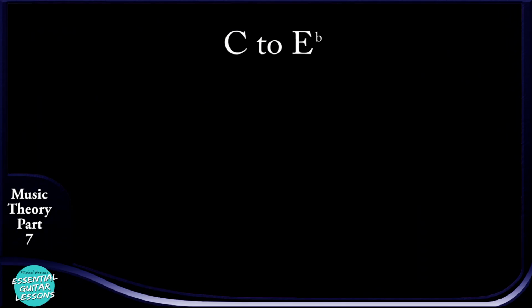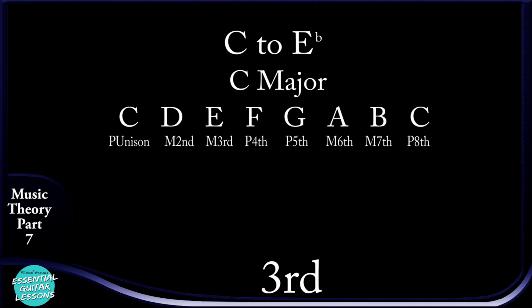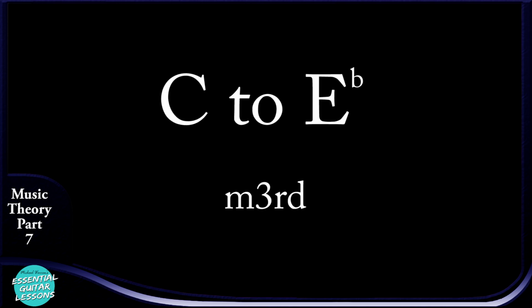So let's do C to E flat. We still do our count the same. C, D, E, so it's a third of some sort. We bring up our C major scale because that's our first note, and we can see if it goes C to E, it's a major third. But I've lowered it by 1 semitone, it's now E flat. We bring up our chart. What happens when we flatten a major? It becomes minor. So C to E flat would be a minor third.